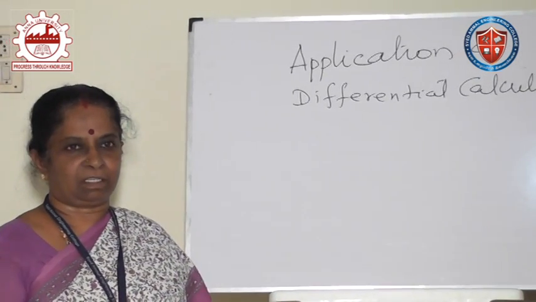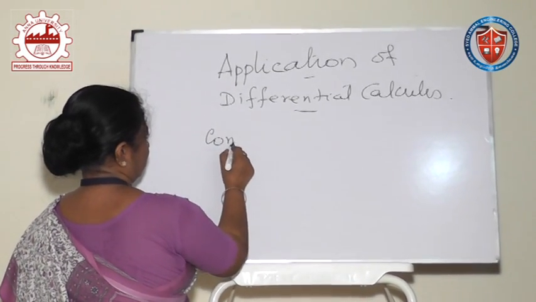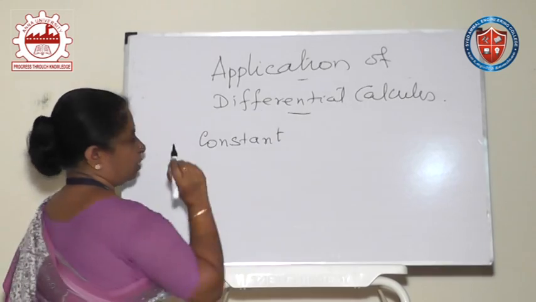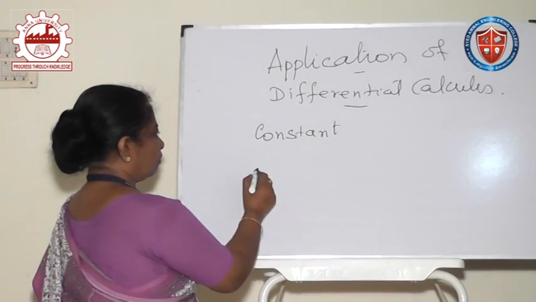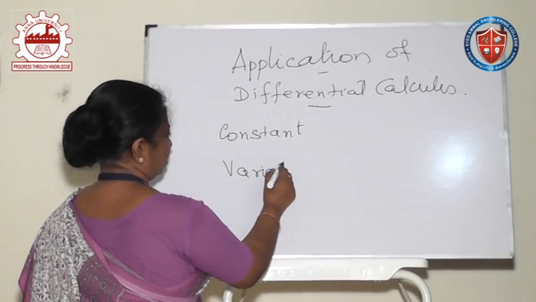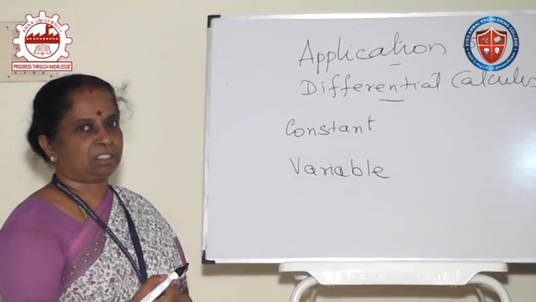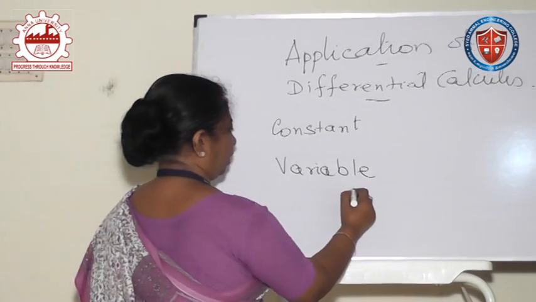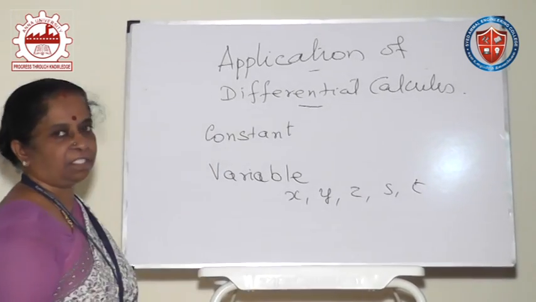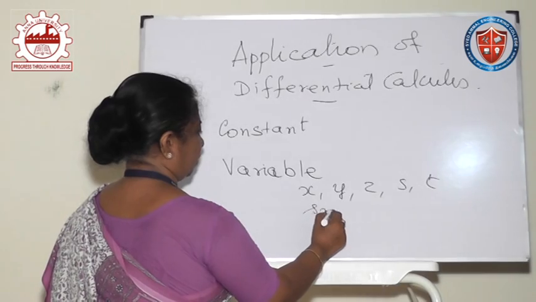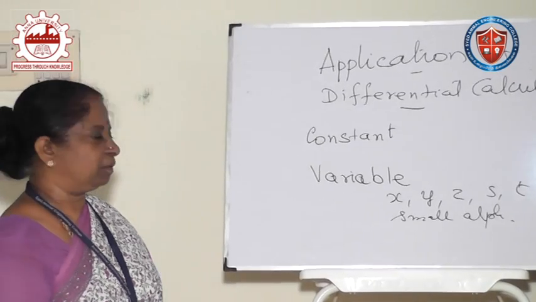Application of differential calculus. First, the basic part we can make out is a constant. A constant is the one which does not change. The next thing we have is a variable. A variable changes frequently. We denote them by x or y or z or s or t with small alphabets. This is what we call a variable.